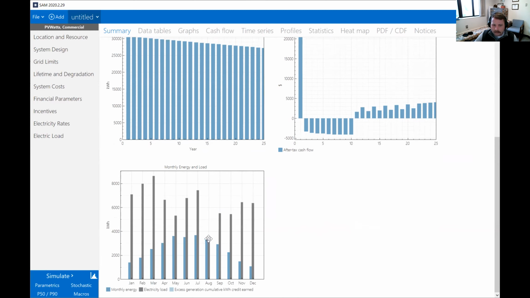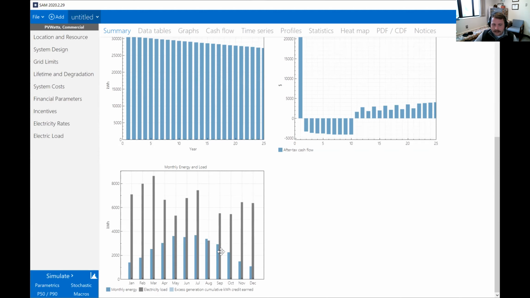Because I only overproduced in August a tiny, tiny bit, that small amount right there, I got 5 cents for. But everything else throughout the entire year, I got full retail rate for because I did not overproduce during the month and I'm on a net metering rate schedule.